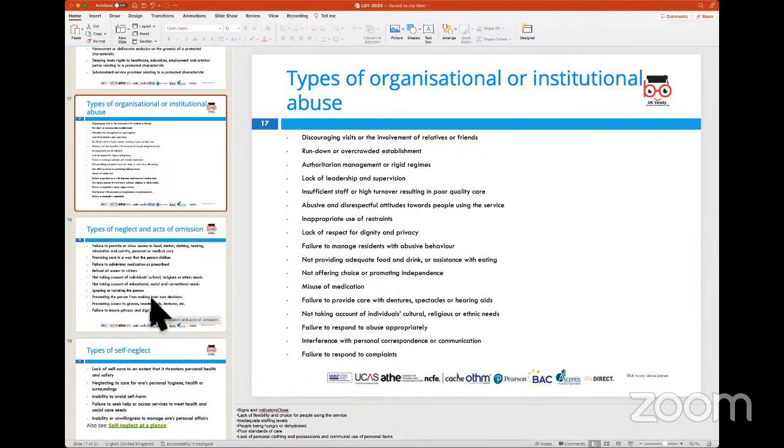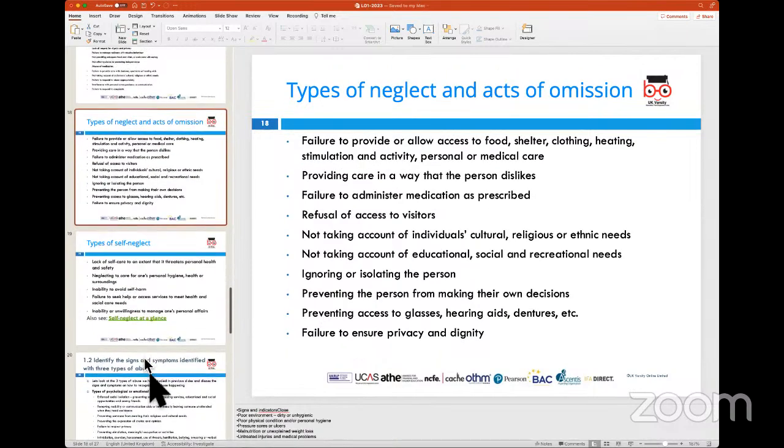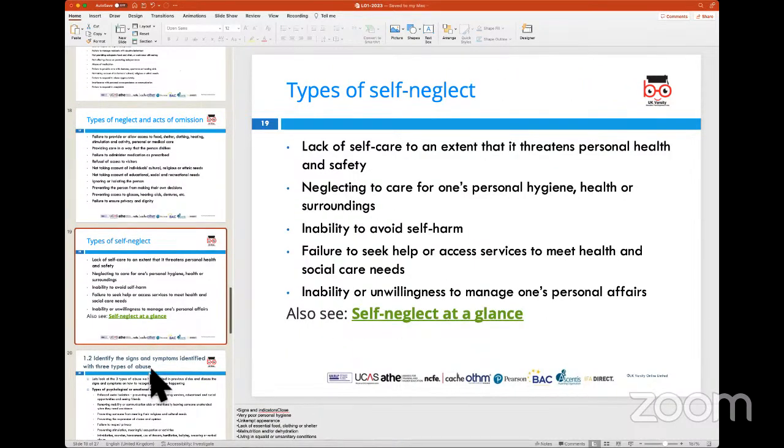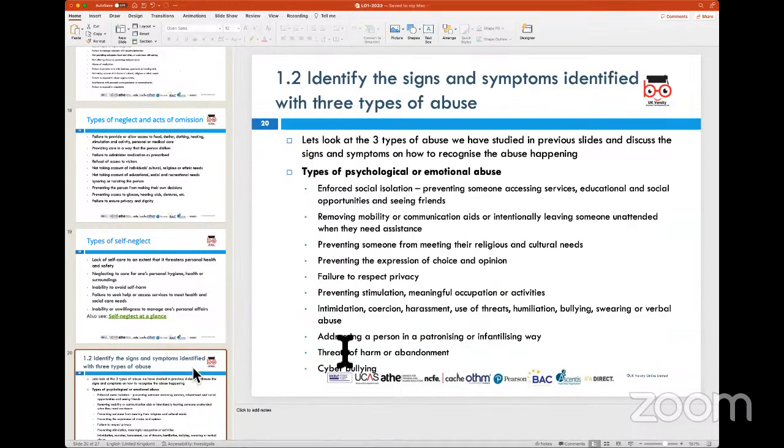Any questions on this? I've covered them in detail on the slides because you need to understand all the types of abuse and what are the symptoms and signs to discover when this abuse is actually happening. So that is the second part, that once you understand that these types of abuse are happening, whether it's through harm, self-neglect, or physical abuse, what we need to be able to do in the second assessment criteria is identify the signs and symptoms of any of these 3 types of abuse.